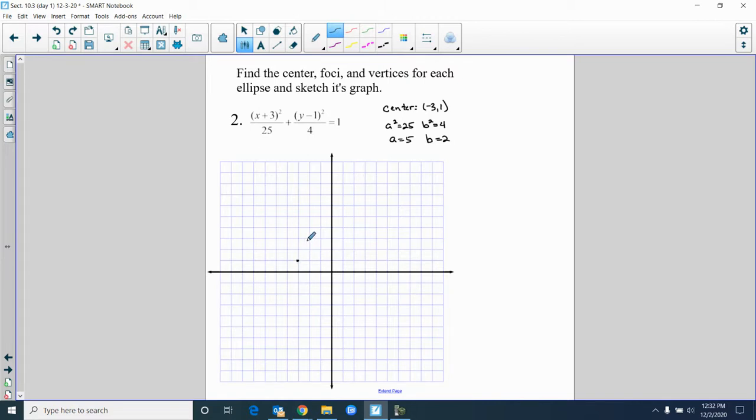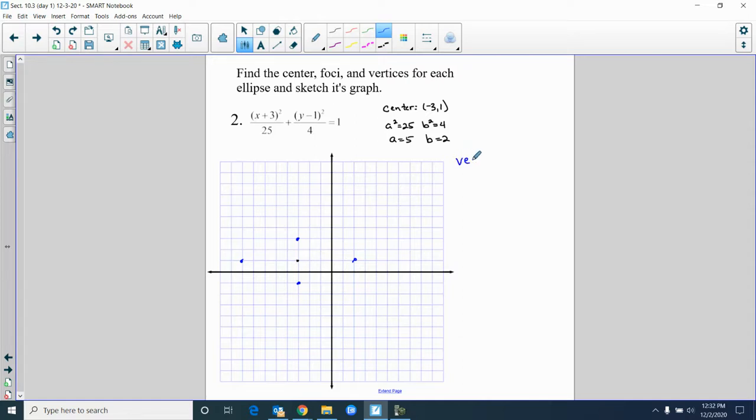That's my center. A is 5. That tells me how far to go left and right. 1, 2, 3, 4, 5. 1, 2, 3, 4, 5. And then B tells you how far to go up or down. So I go up 2 and I go down 2.